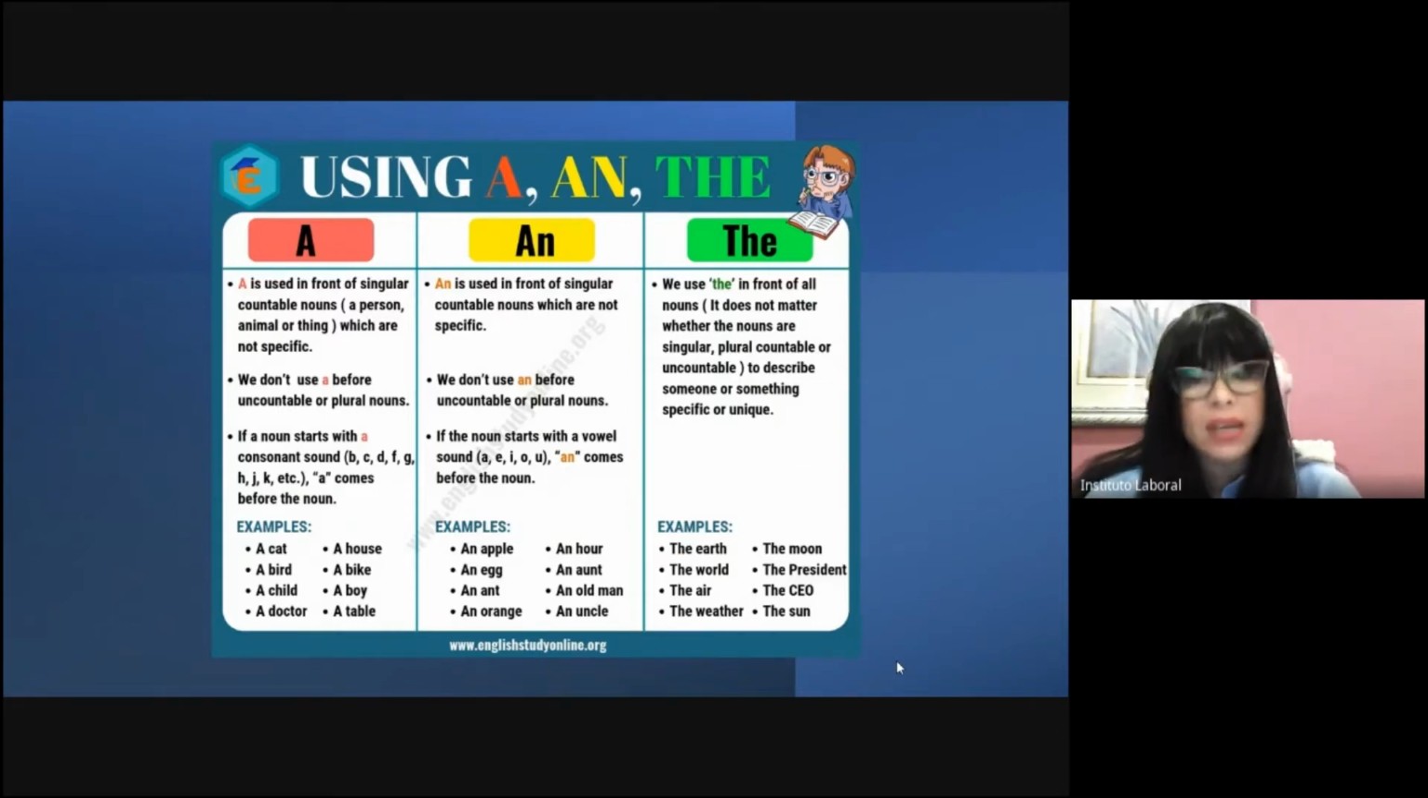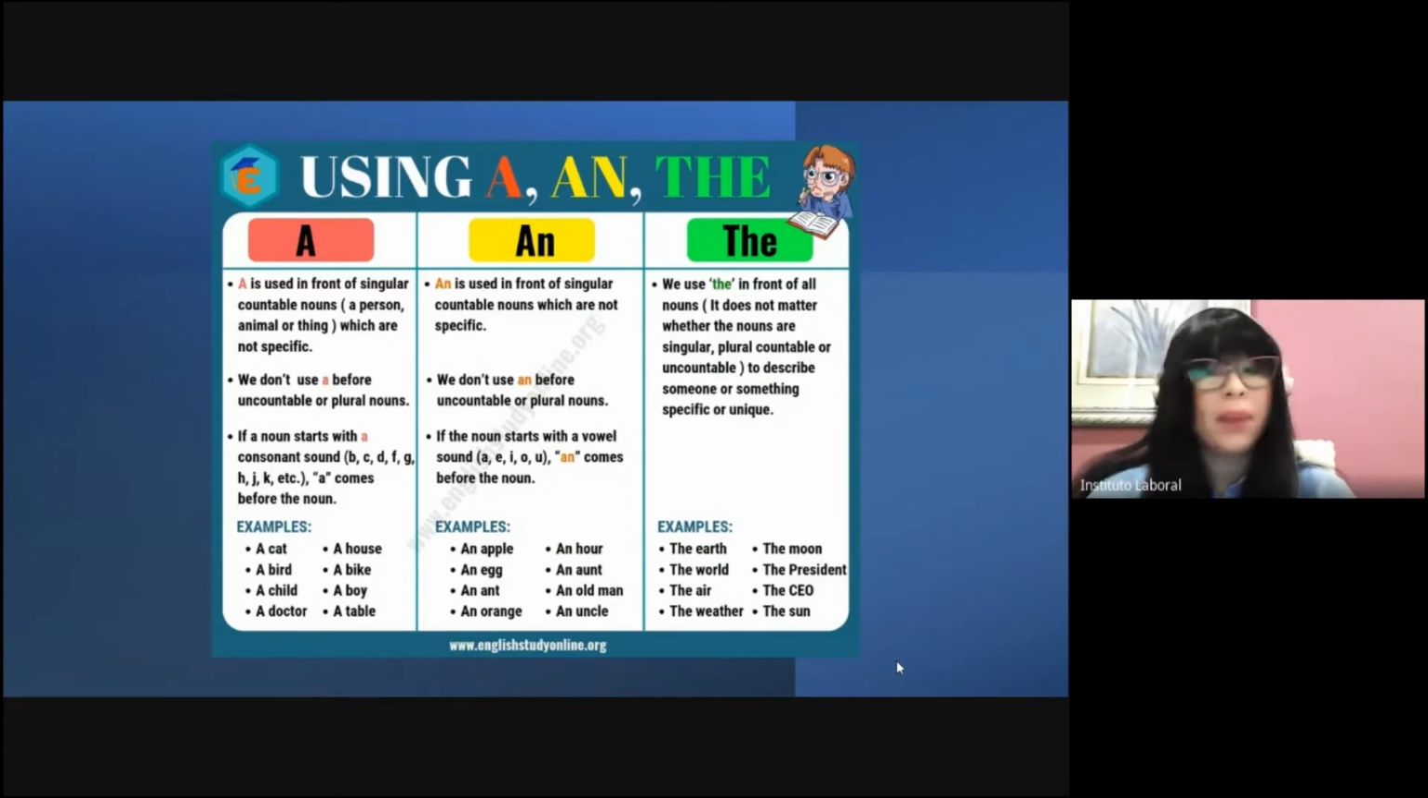If the noun starts with a vowel sound, A, E, I, O, U, an comes before the noun. So if you have some examples, an apple, an egg, an ant, an orange, an hour, an aunt, an almond, and an uncle. An comes before a vowel sound.